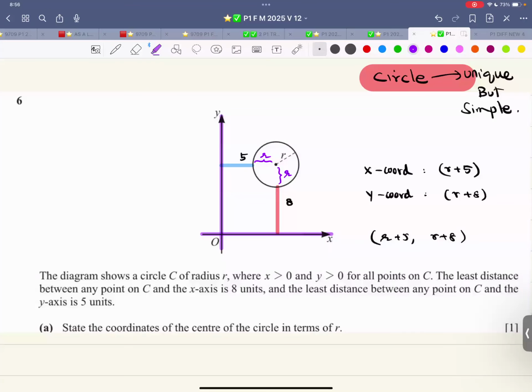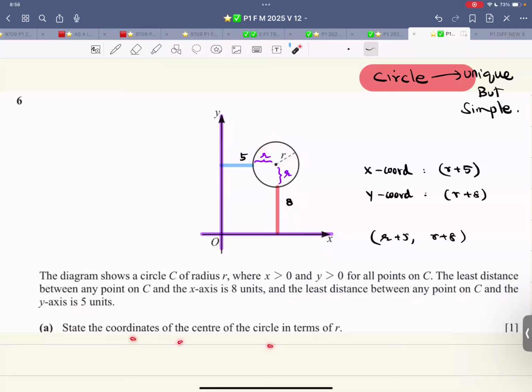The next thing is that the least distance between any point on C, that is the circumference of the circle, and the x-axis is 8. So the least distance from this point till the x-axis is 8. It could be more also because it can go all the way up till here. So that would be 8 plus 2r, but we are not interested in that. The least distance between any point on C and the y-axis is 5 units. So this is the first time touching the circle, that is 5. If you go more, that is r.